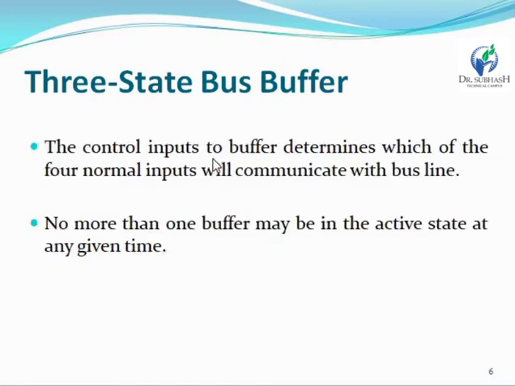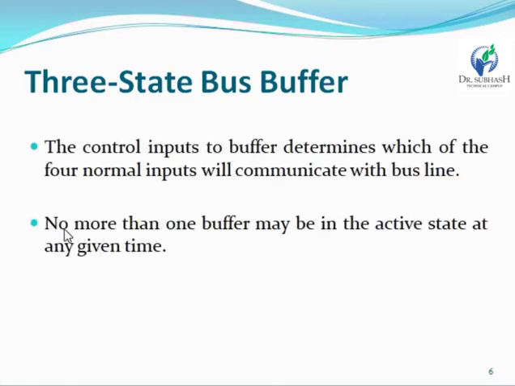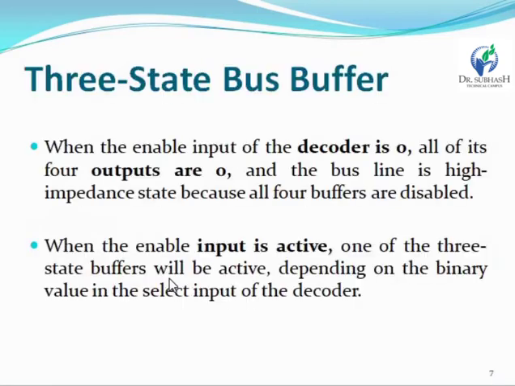The control input to the buffers determines which of the four normal inputs will communicate with the bus line. The four normal inputs communicate with one common bus line system. No more than one buffer may be in the active state at any given time. When the enable input of the decoder is 0, all four outputs are 0 and the bus line goes to the high impedance state because all four buffers are disabled.